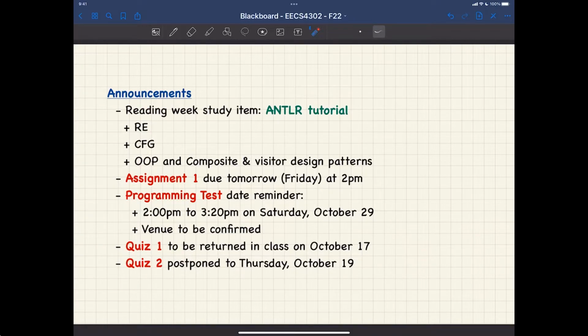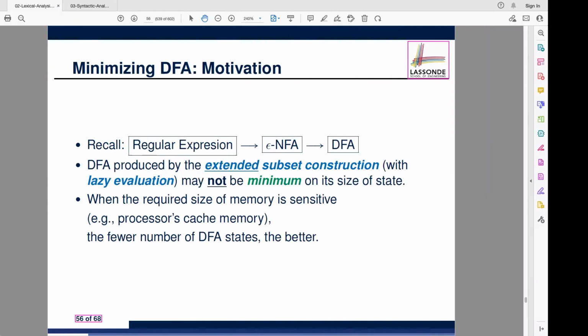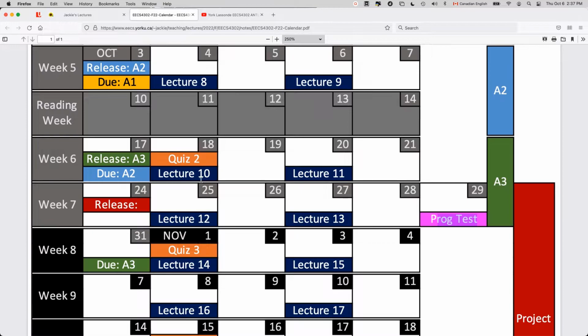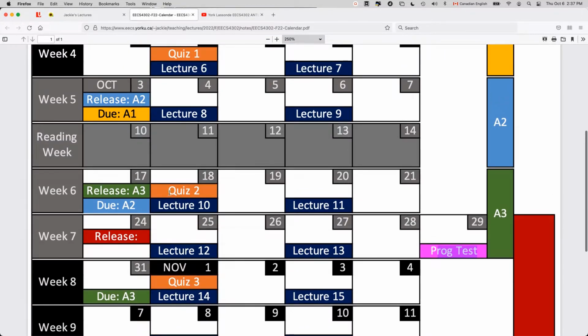Quiz number 1, I'll make sure I return it to you on the Tuesday after the reading week. I'll bring them back and then distribute the paper back to you. Also, I'll post some model solution to quiz number 1. Accordingly, quiz number 2 is supposed to be on the Tuesday of our return. Would it be okay if you postpone that to the Thursday?